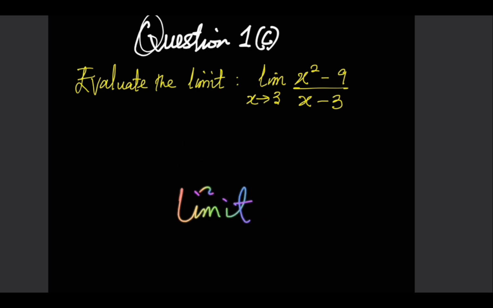Before we start solving, let's understand what this notation means. When you have this lim as x tends to 3, what does it really mean? We are asking, what value does the expression approach as x gets closer and closer to 3? That's what it means. I'll repeat that.